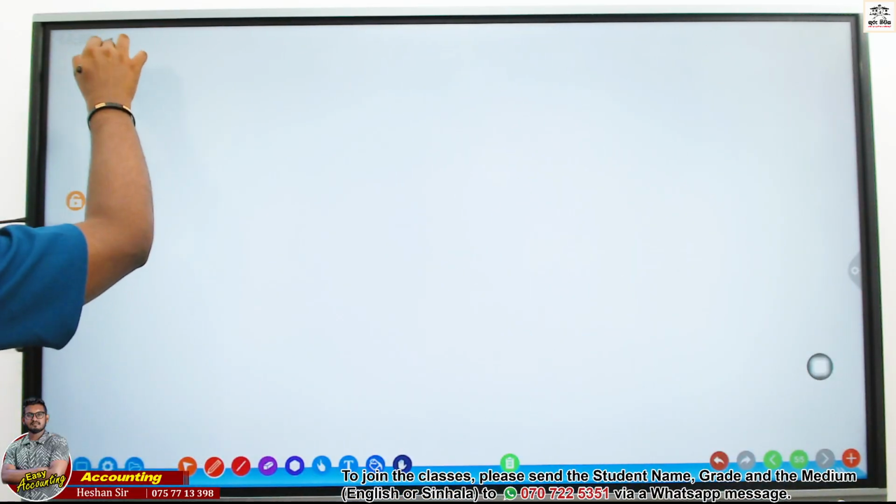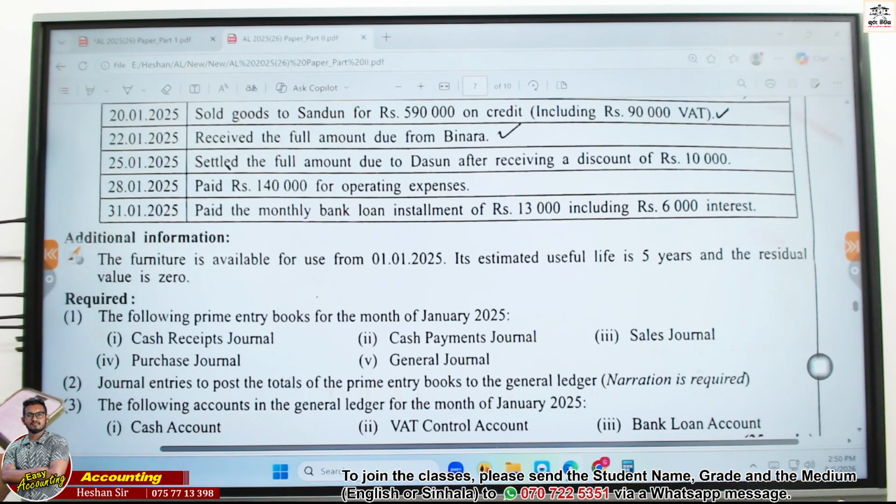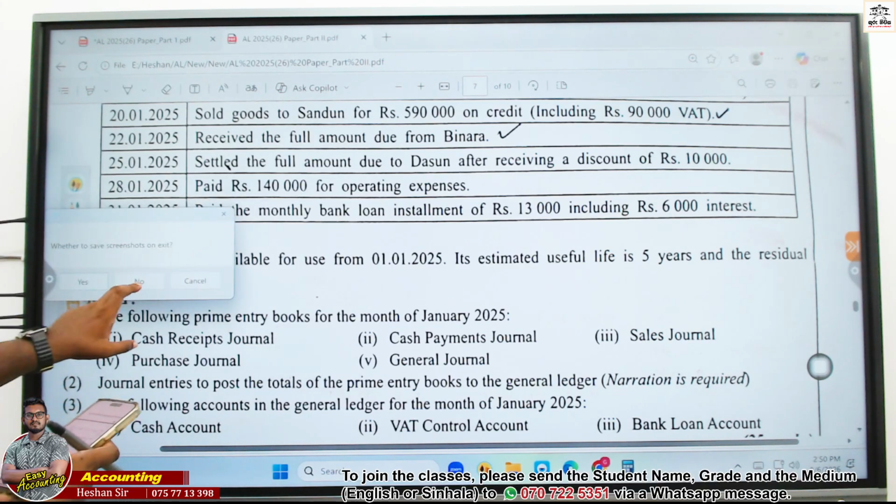Second question. Journal entries to post the total of the primary books to general journal, right? 1, 2, 3, 4. 4 primary books are there. So 4 we have to post.